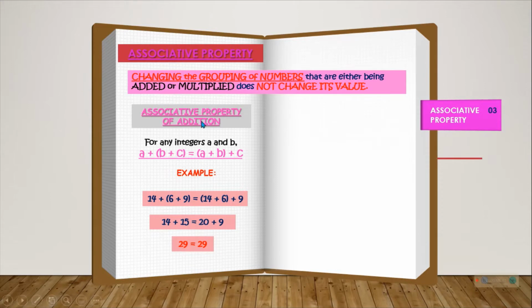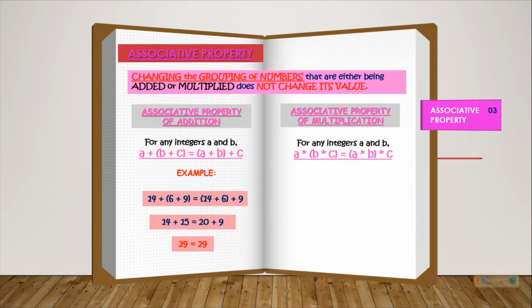Even if they change the groupings of numbers. Next, in multiplication, for any integers a and b, a times the quantity of b times c is equal to the quantity of a times b times c. Let us see.